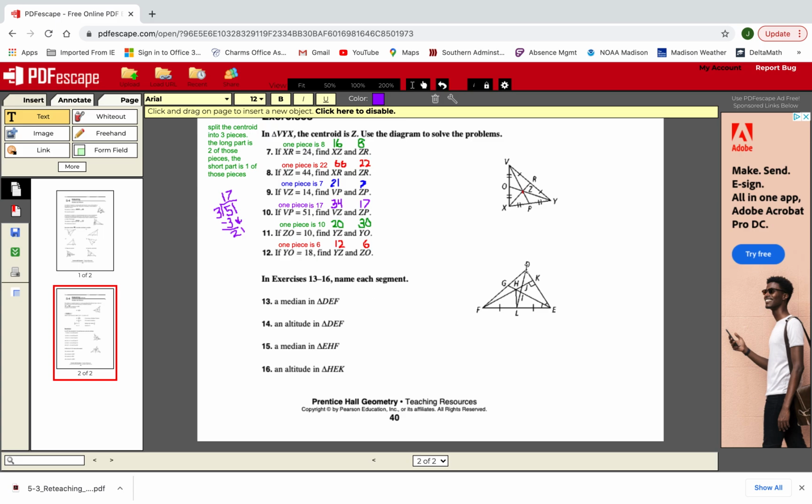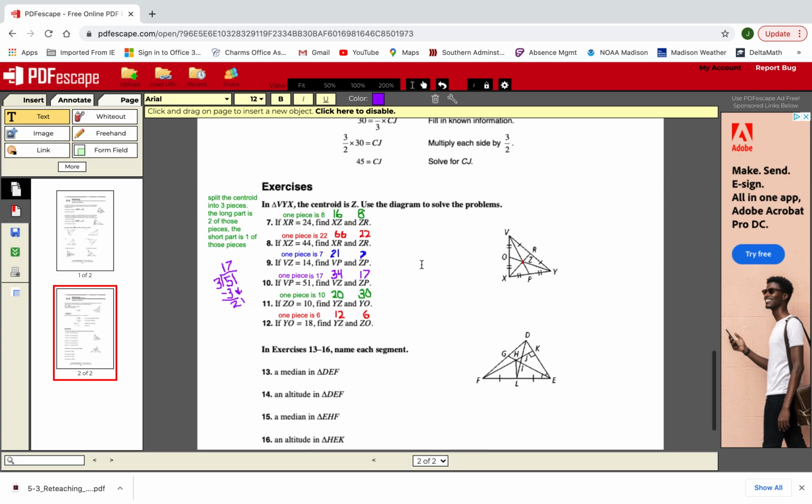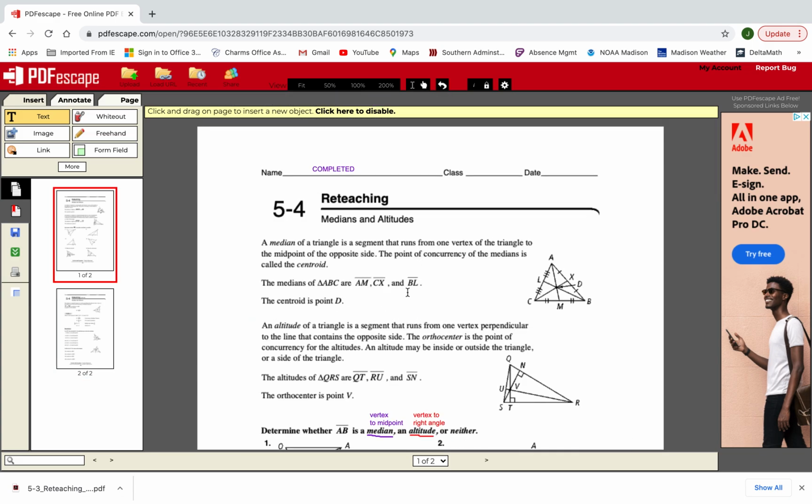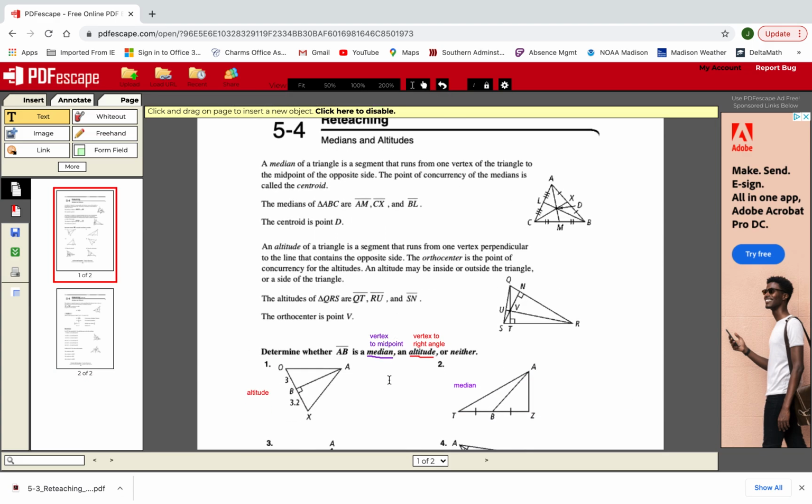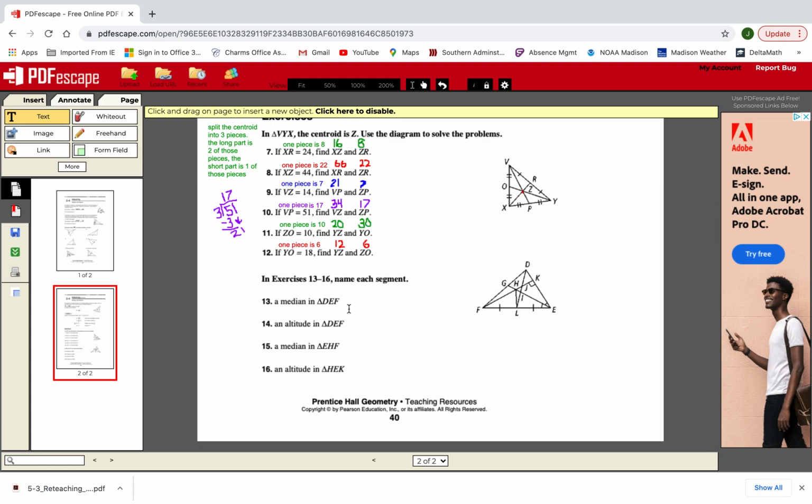A median in triangle DEF. Well, if you look back up at your notes, you can see that a median goes from vertex to midpoint. So vertex to midpoint. Well, D is a vertex, and it came down on a midpoint here of L, so a median is DL. And I will go ahead and put the segment over it just to be correct about it.